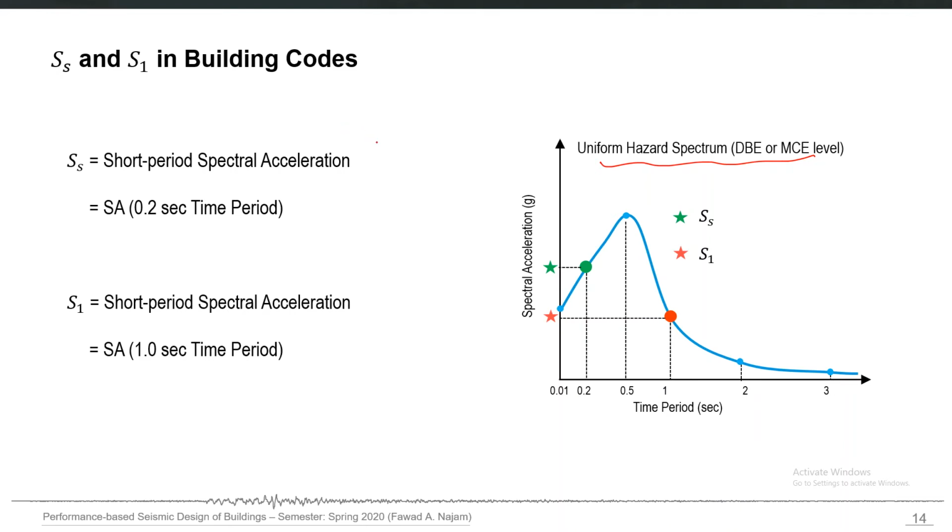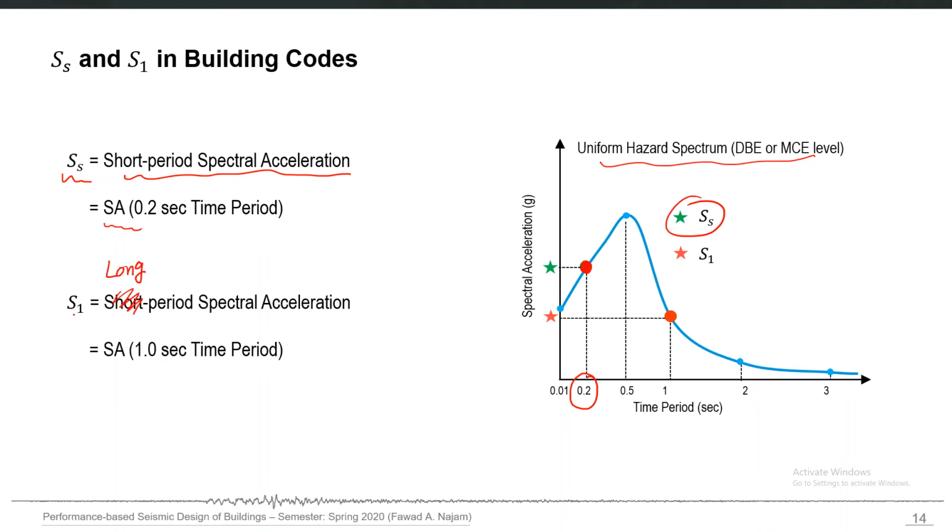And these two numbers are the SS, short period spectral acceleration, and it is defined as the spectral acceleration at 0.2 second of time period. So which means that corresponding to t equal to 0.2, this number on the UHS is basically defined as the SS.